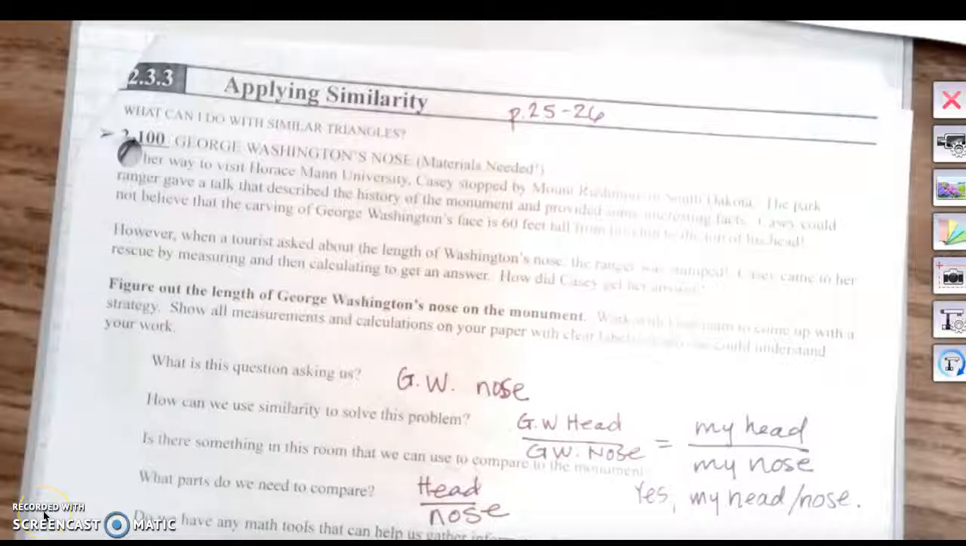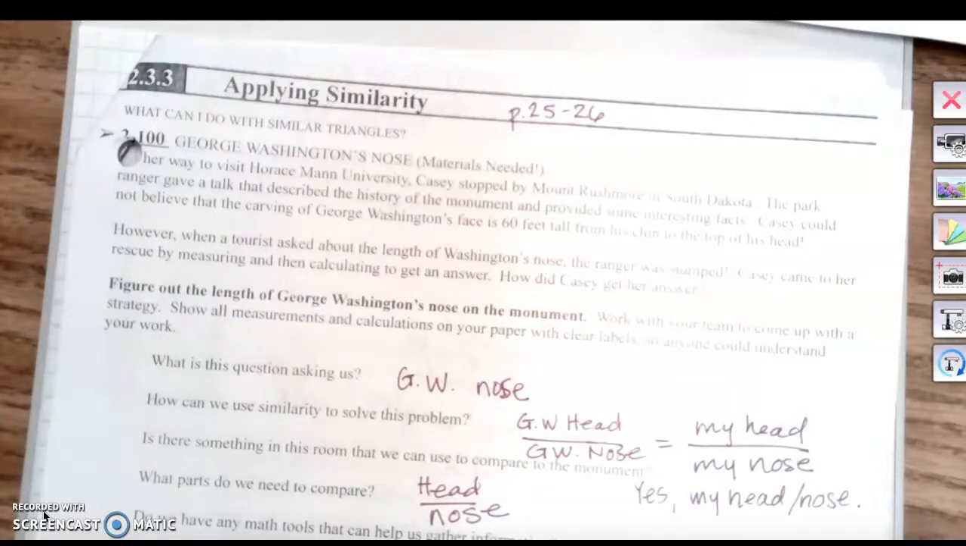Section 233, which is titled Applying Similarity. And so the first thing we're going to do is answer the question, what can I do with similar triangles? So question 100 has to do with George Washington's nose.